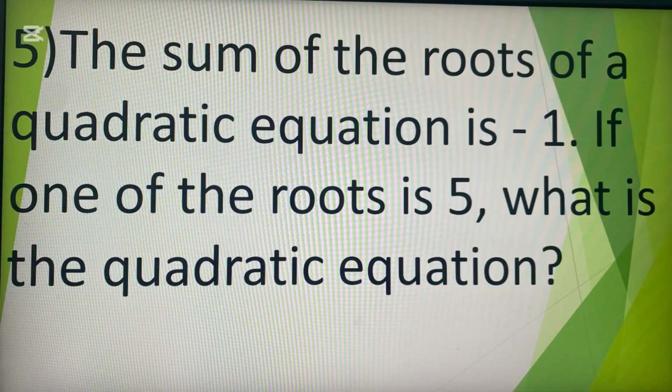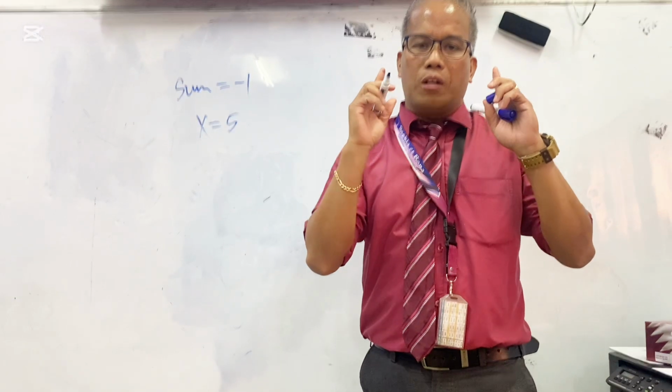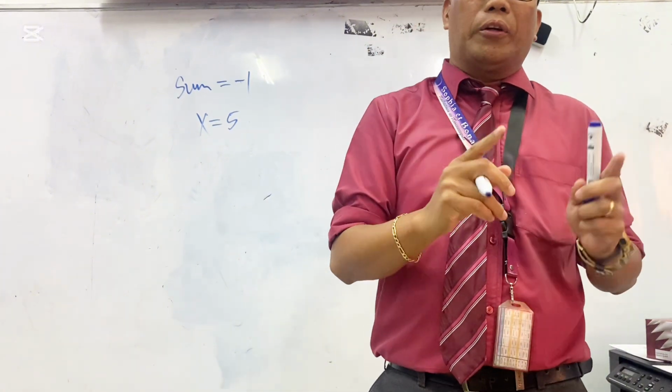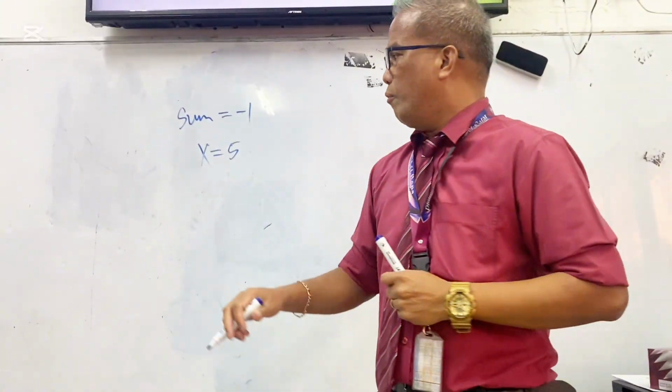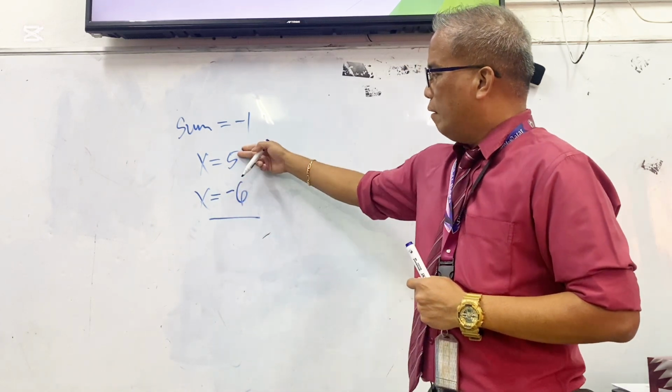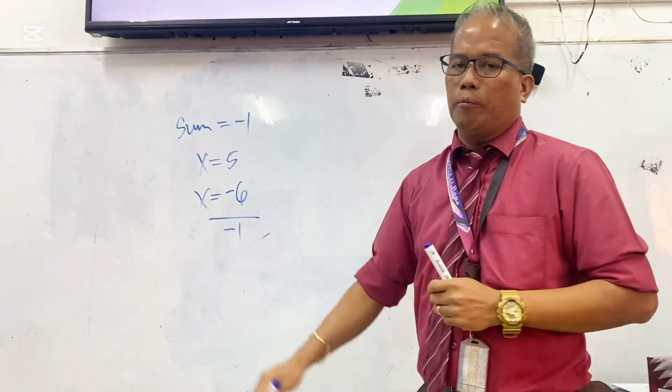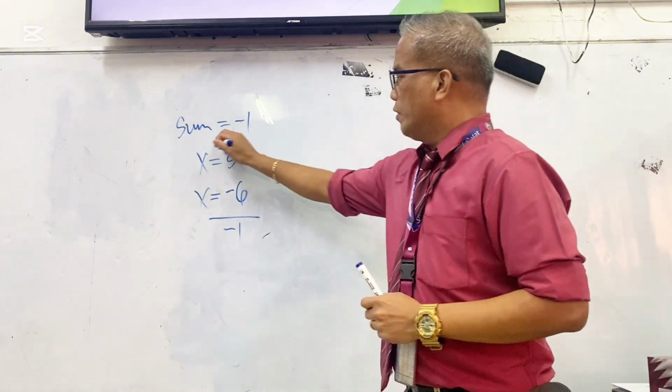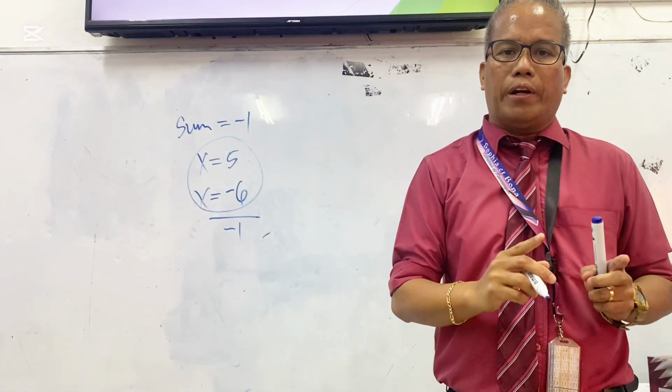Question number 5. The sum of the roots of a quadratic equation is negative 1. So the sum is equal to negative 1. If one of the roots is 5, so x equals 5, find the quadratic equation. So you are going to think of another root wherein when we add, the answer is negative 1. So the possible root is equal to negative 6, because once we add 5 plus negative 6, the answer is negative 1. Now, we will use these two roots to find the equation.